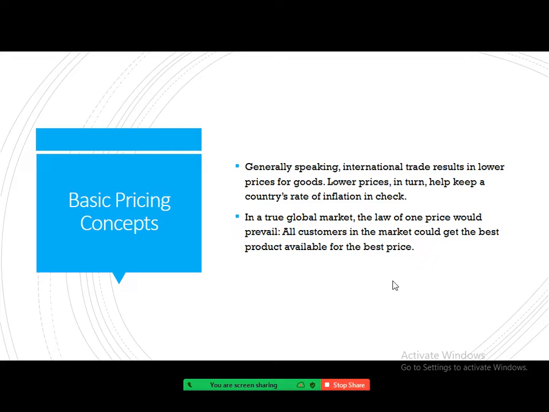We can easily check on the internet the prices of garments, toothpaste, soaps, maybe oil, and so on, very easily for each and every country. Companies must carefully consider how customers in one country or region will react if they discover that they are paying significantly higher prices for the same product than customers in another part of the world.